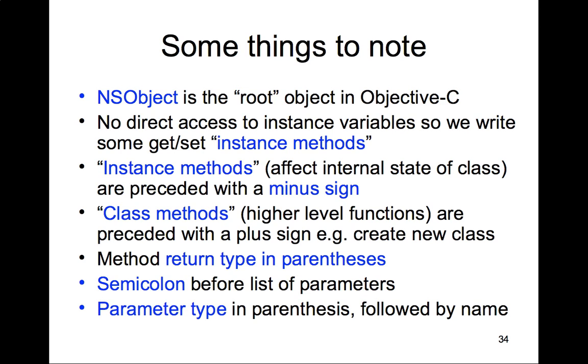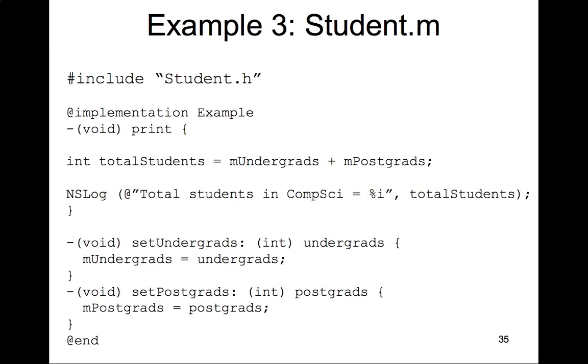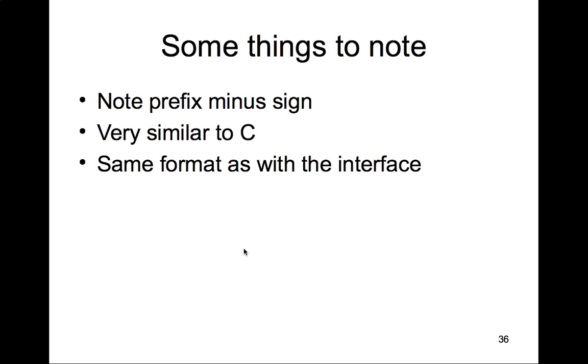And the method return types are always in parentheses in terms of the declarations, and we have a colon before the list of parameters. Actually, that should be a colon, not a semicolon, before the list of parameters. The parameter type is parenthesized, followed by the name. So this is essentially the colon, not the semicolon. That slide was actually wrong. Parameter lists are separated by colons. Semicolons go at the end of the lines, like in other languages.